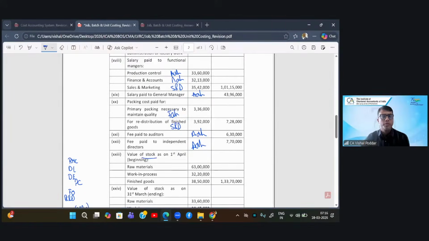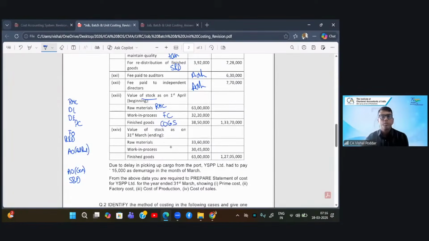Then you have stocks. So raw material will go in RMC. This will come when you are calculating factory costs, and this will come when you are calculating cost of goods sold. Same thing will be for closing stock. So RMC, factory cost, cost of goods sold.